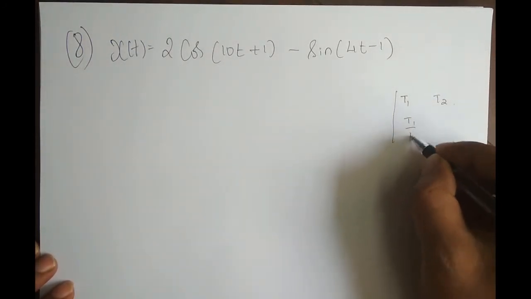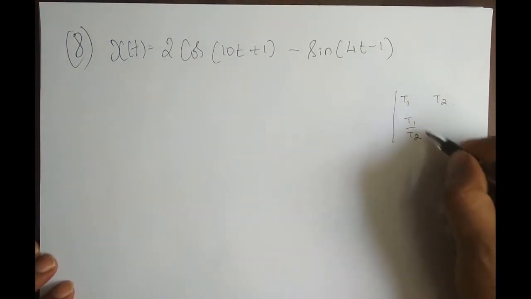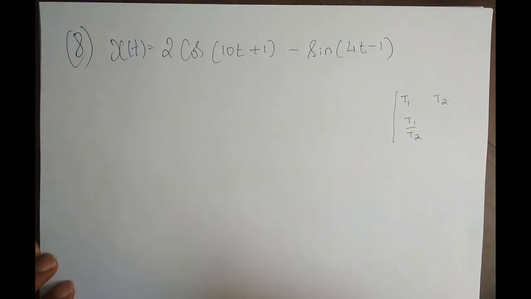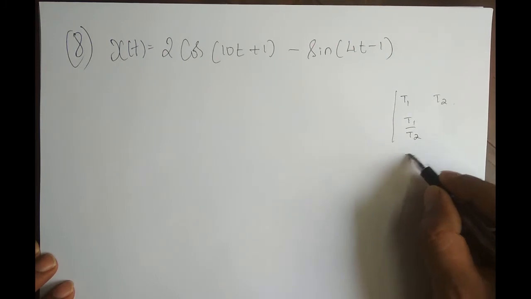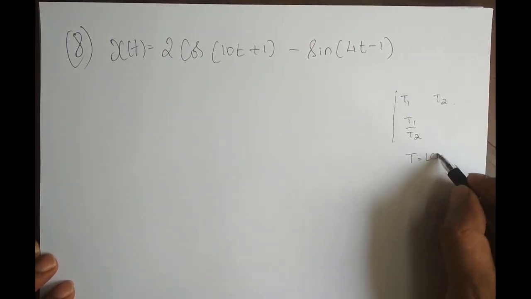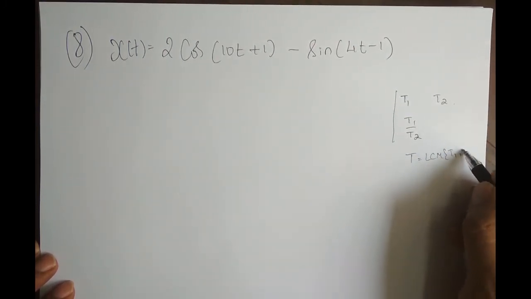We have to take the ratio T1 by T2. And if this is a rational number, in the sense that numerator and denominator are both integers, then the signal is periodic, otherwise the signal is non-periodic. Now if the signal is periodic, how to find its fundamental period? You have to take the LCM of T1 and T2.